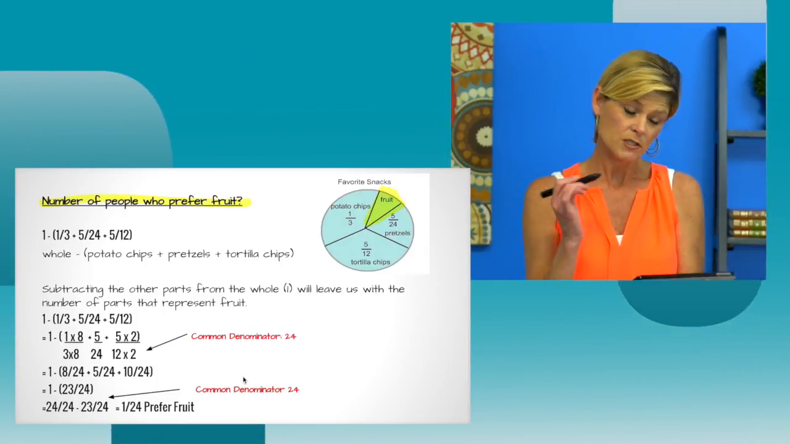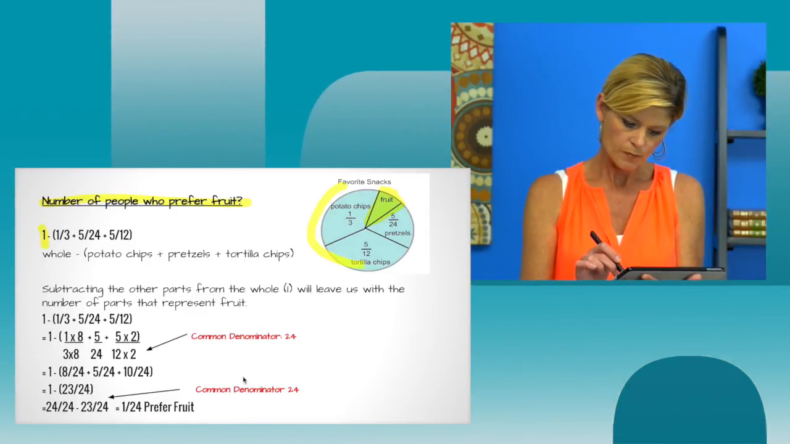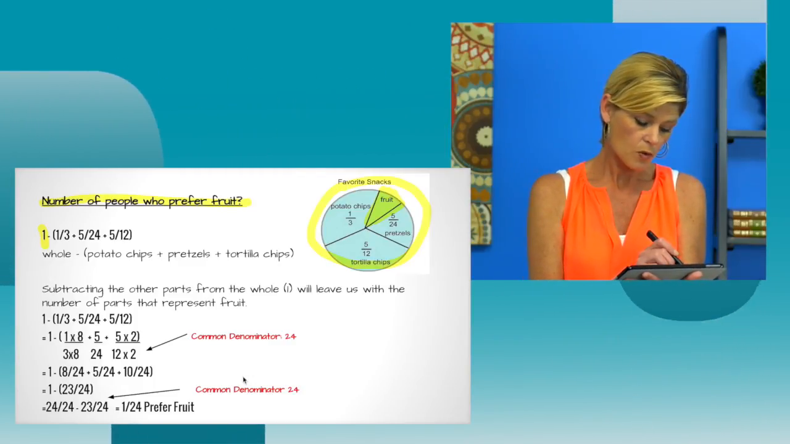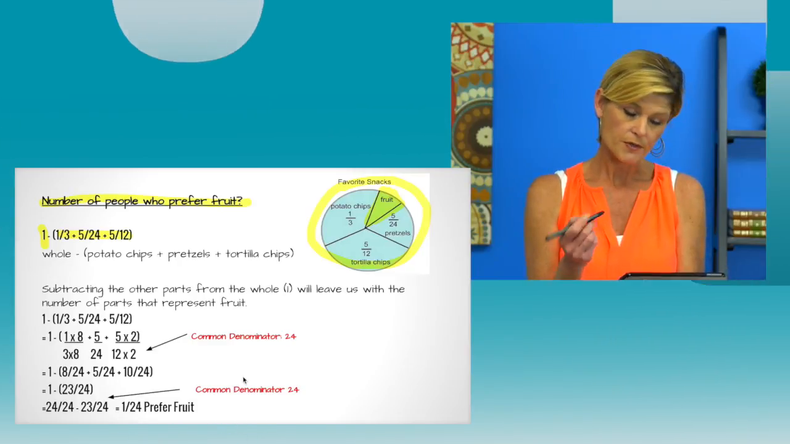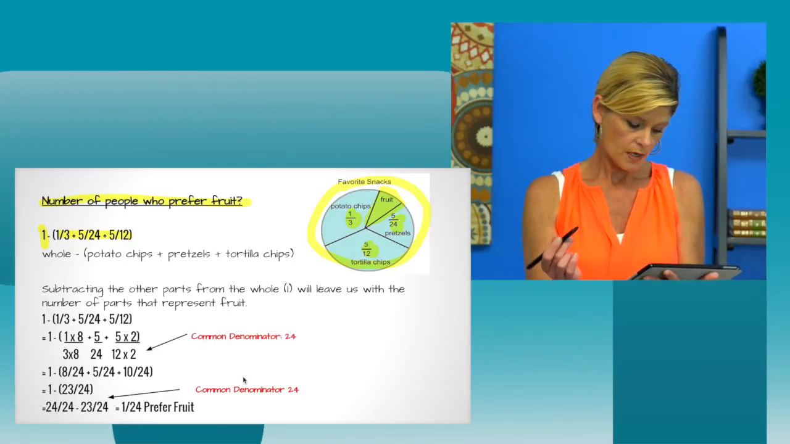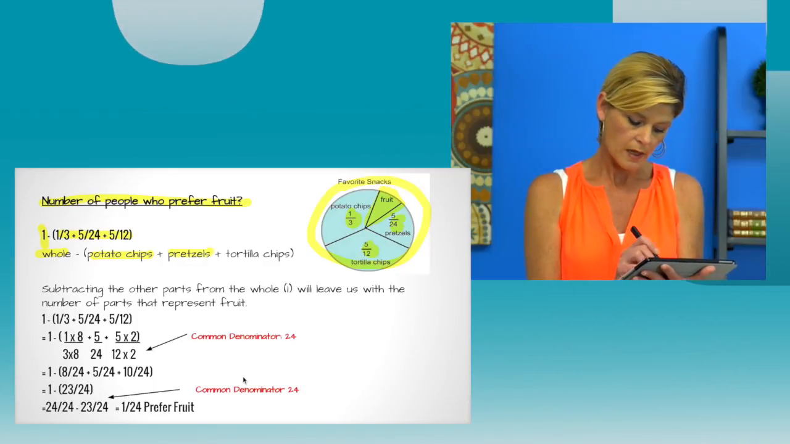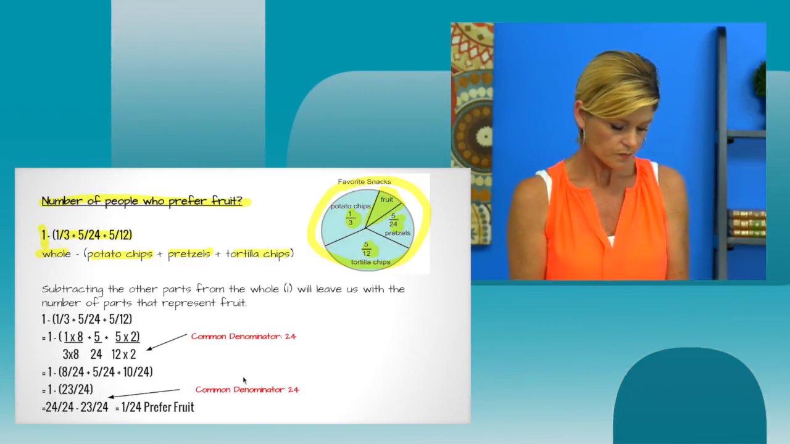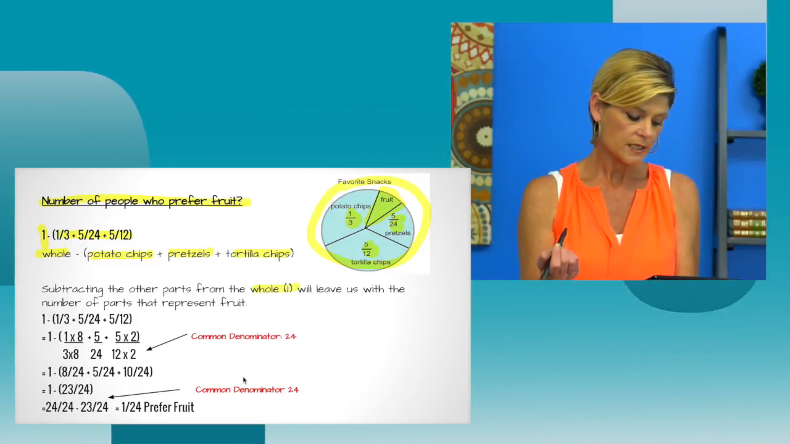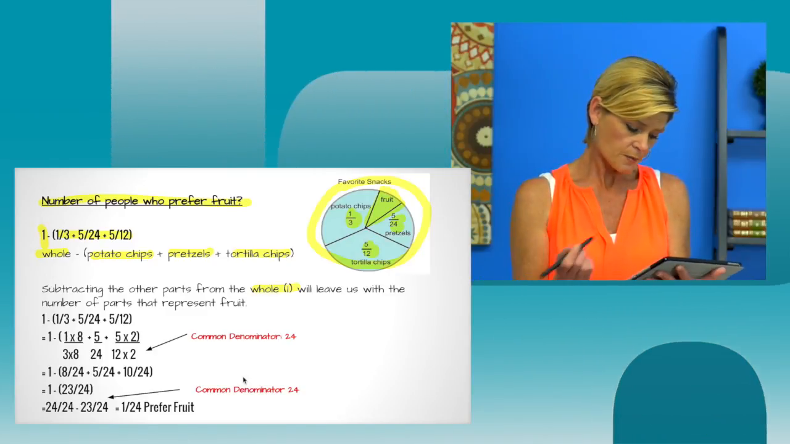So to do that, we need to take the whole number 1, or our entire pie graph, and subtract from the whole number 1, 1/3, 5/24, and 5/12. All these little pieces of our pie. Okay, so that is the whole minus the potato chips people, the pretzels people, and the tortilla chips people. Because subtracting the other parts from the whole 1 is going to leave us with the part that represents the people who like fruit the best. Okay, and from there, it's a simple math problem.